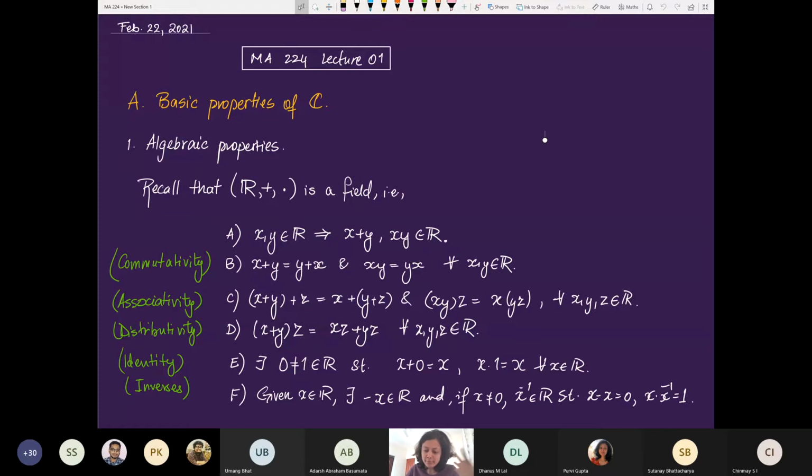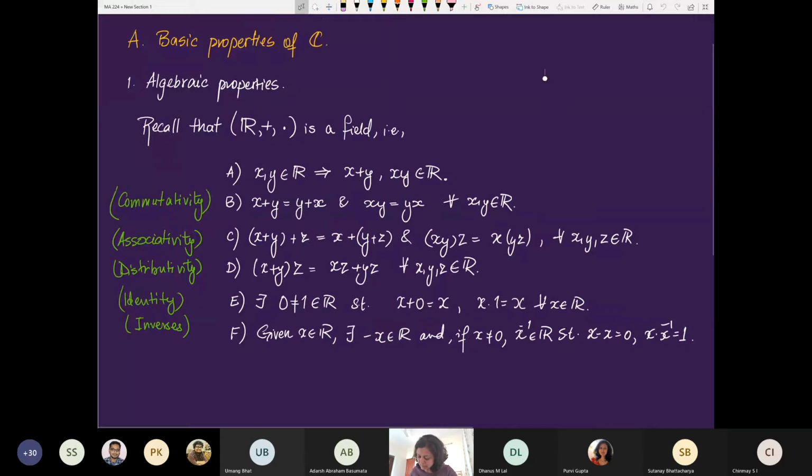And a field has to have, for each operation, an identity element. We call the additive identity 0 and the multiplicative identity 1. Under the operation, they have no effect on a real number. And finally, every real number must have an additive inverse, which we denote by minus of that number. And every non-zero real number must have a multiplicative inverse, which we denote by x to the power minus 1, or 1 over x.